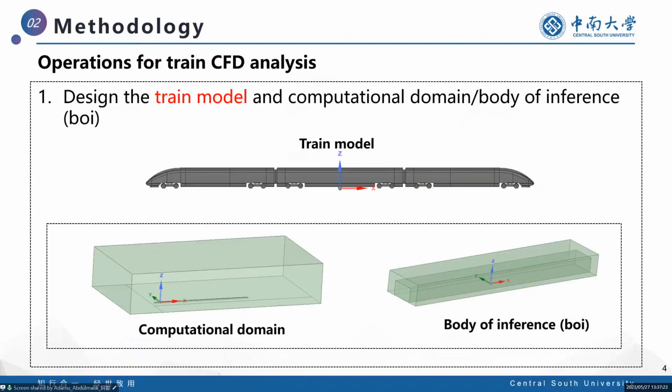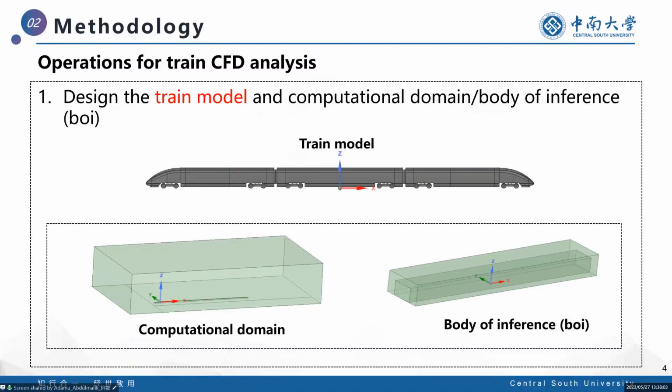First, we'll need to design the train itself, right? The computer-aided design of the train, which is the CAD design. Apart from that, we are also going to design the computational domain. This computational domain is just like a wind tunnel. I don't know if any of you have ever seen a wind tunnel. A wind tunnel is an environment used to study the aerodynamic performance of vehicles. They can include trains, cars, planes, and so on and so forth.